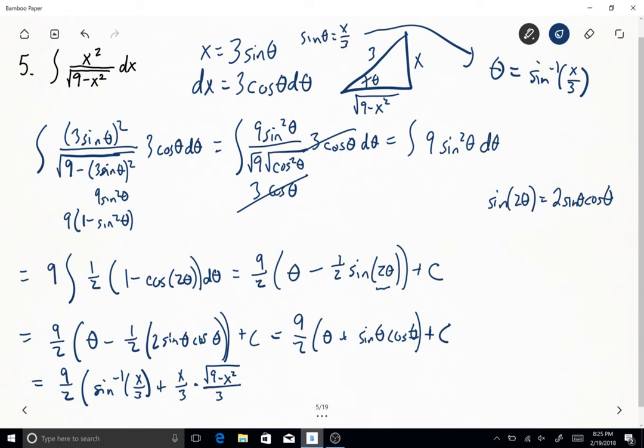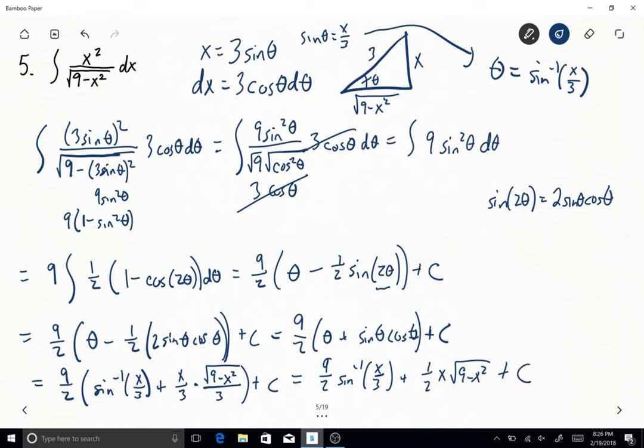Okay, and we have that plus C. If you want to brush it up just a little bit, it's not necessary, but you can if you want. You get 9/2 the arc sine of x over 3, and then notice your 9's would cancel. You'll have plus 1/2 times x times the square root of 9 minus x squared, all plus some constant C. So hopefully that makes sense with the trig integrals, I'm sorry.